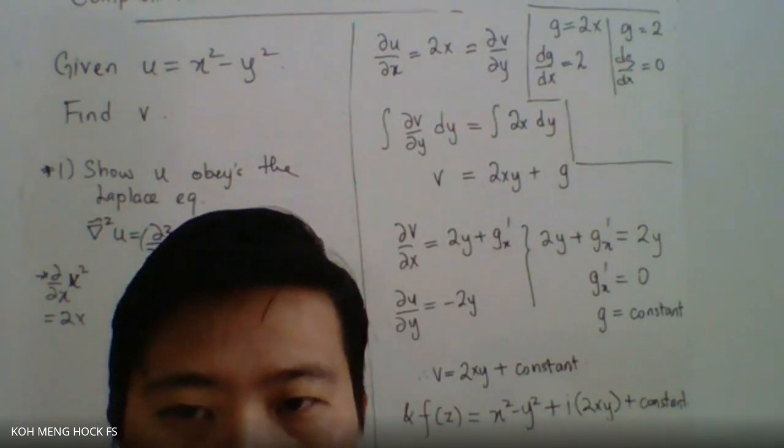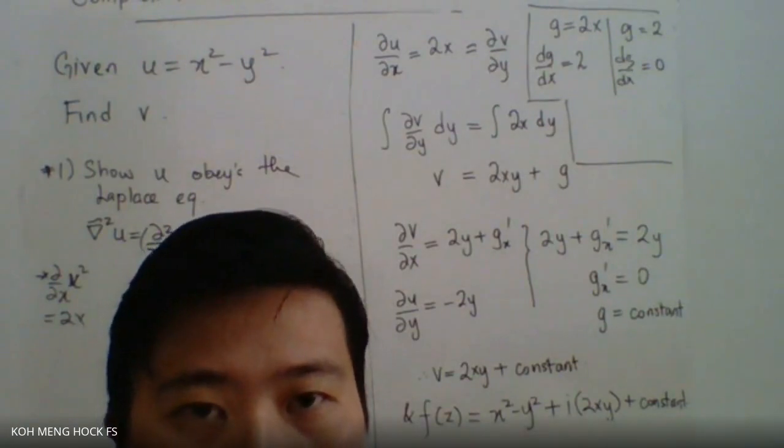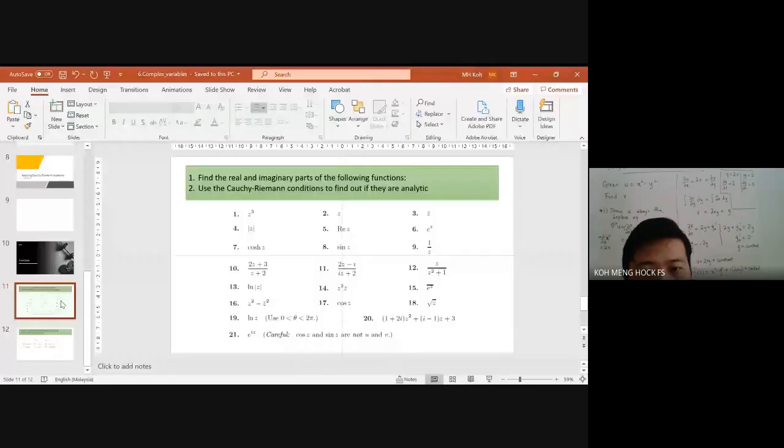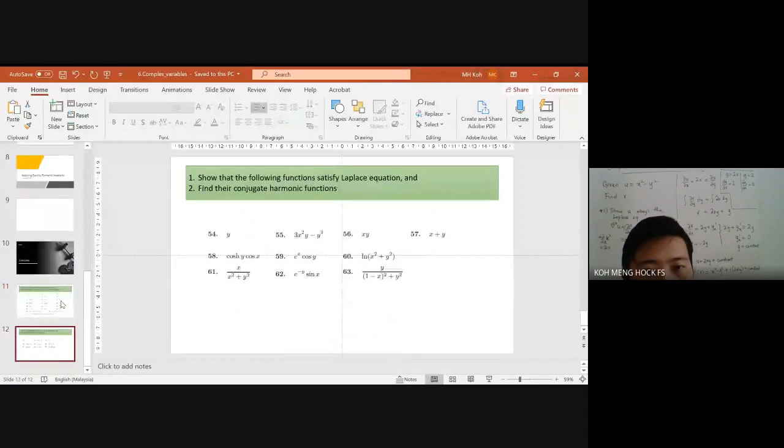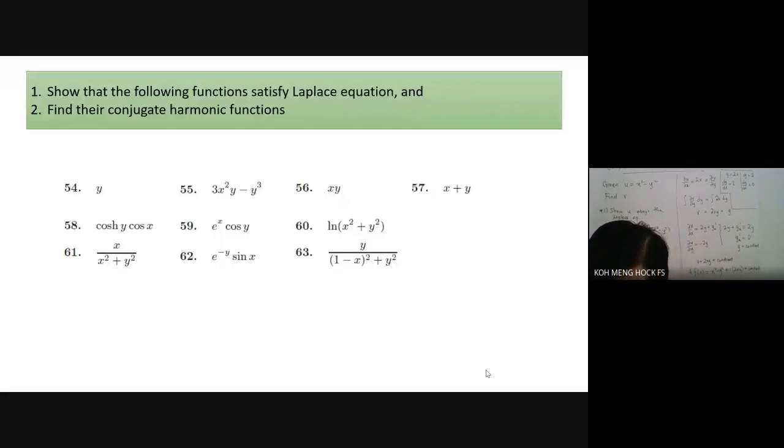So now I will ask you all to do the exercises, which I've posted, these 2 exercises, on the e-learning. The second set of questions is this one. They ask you to find whether the following function satisfies the Laplace equation, and then you want to find the conjugate harmonic function. So here, for example, you know what y is. Then you want to find the other function that is the conjugate of this one.